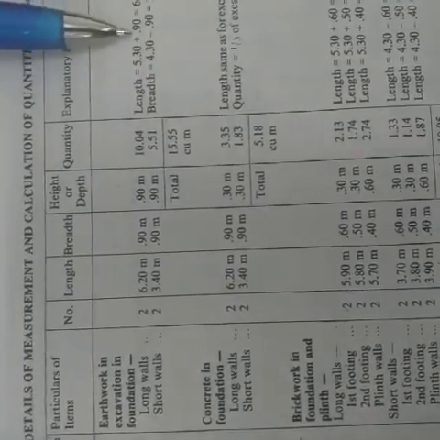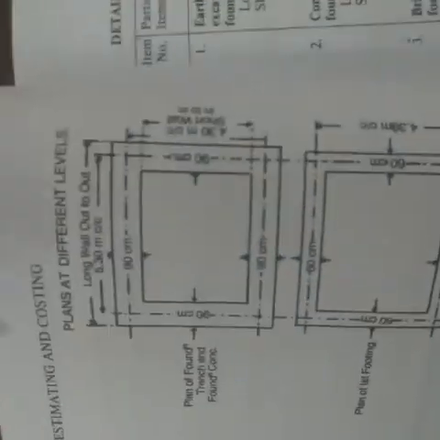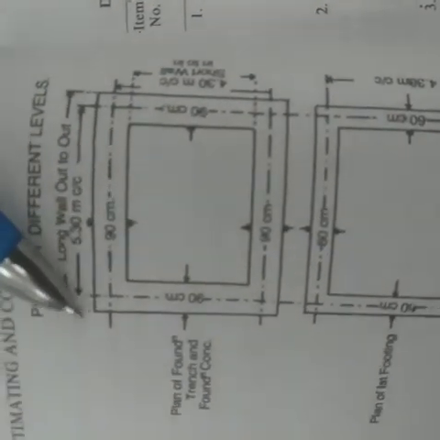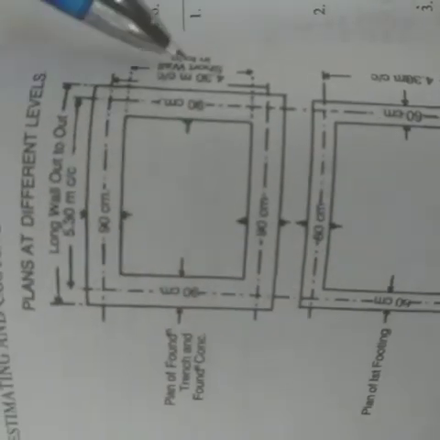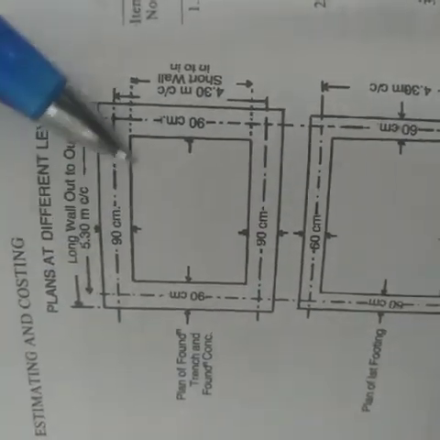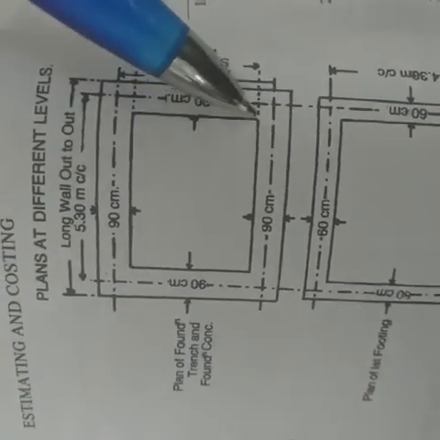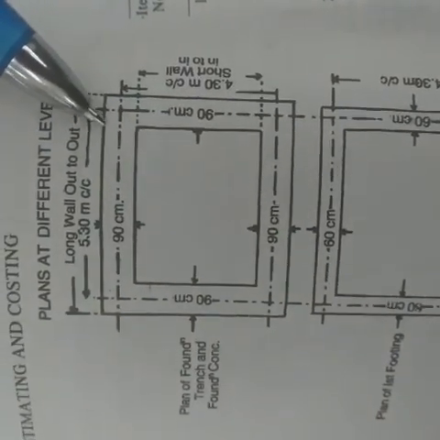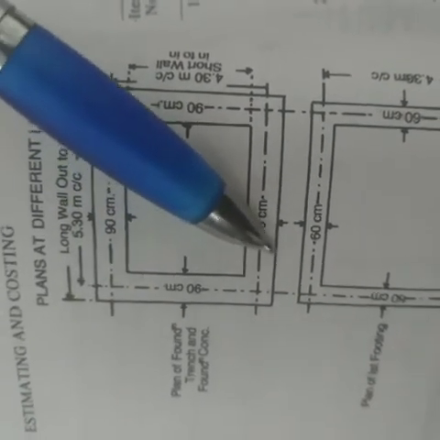You have to add this 0.90. Let me show you in the plan. Just see this plan. So this is 5.3 meter and this is 4.3 meter. You have to prepare the trench here for the excavation work. So what you do, you just add this length, this thickness, the length or breadth of foundation.